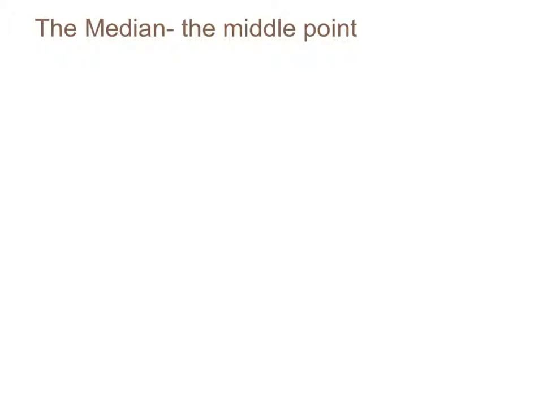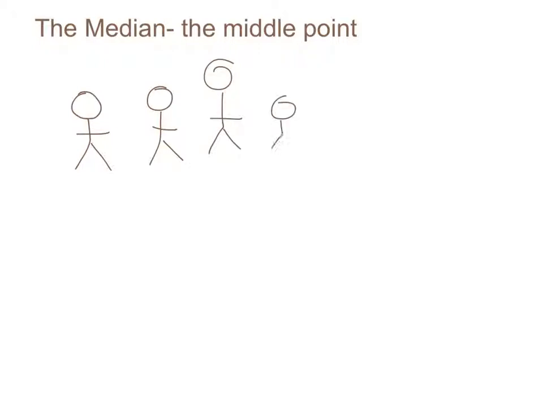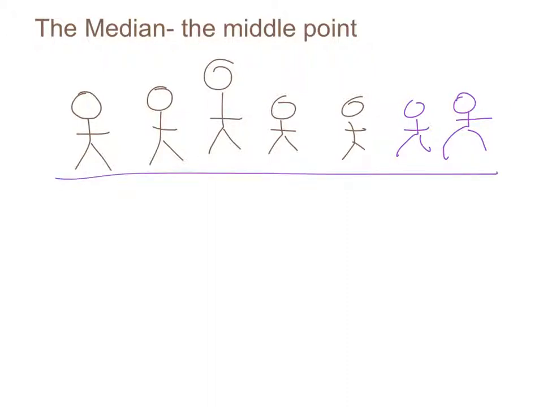The median is the middle point. So I want you to think of a group of people who are all hanging out together. They happen to be lined up. A bunch of people. They're short and tall. They're various shapes and sizes. Okay, so lots of people, and they're all lined up. And this is our data set.